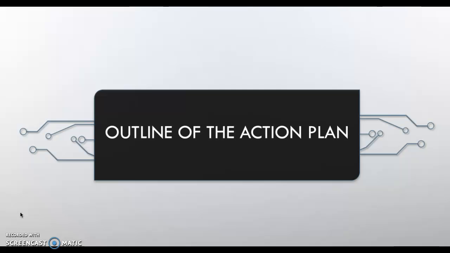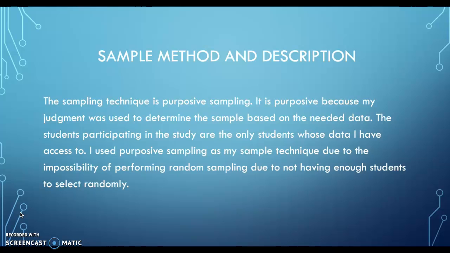Outline of the action plan. Sample method and description. The sampling technique is purposive sampling. It is purposive because my judgment was used to determine the sample based on the needed data. The students participating in the study are the only students whose data I have access to. I use purposive sampling as my sampling technique due to the impossibility of performing random sampling, as I do not have enough students to select randomly.